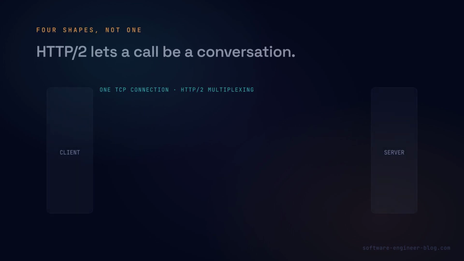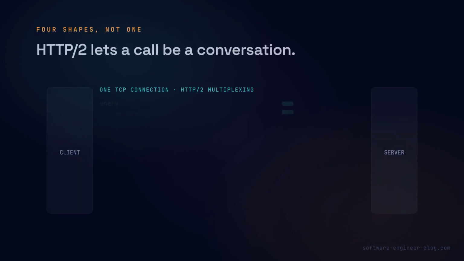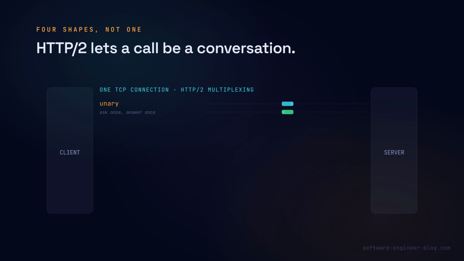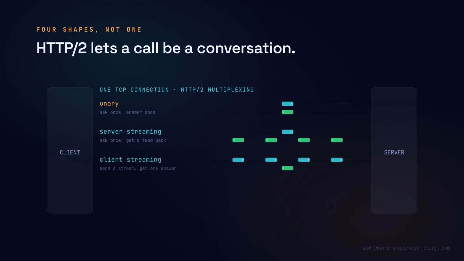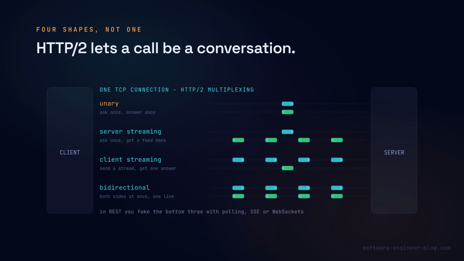gRPC runs on HTTP version 2, which lets many calls share a single connection and travel interleaved instead of queuing up behind each other. That unlocks 3 shapes that REST does not have on its own: one question and a stream of answers coming back, a live feed; a stream going up and one answer coming down, an upload; or both sides talking at the same time on the same open line. In REST, you would reach for polling or server-sent events or WebSockets to fake any of that.